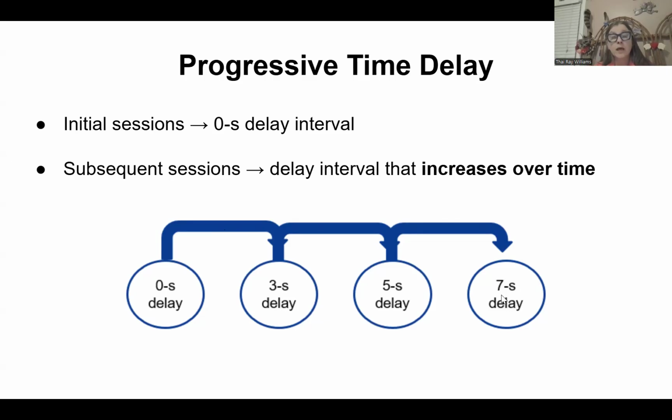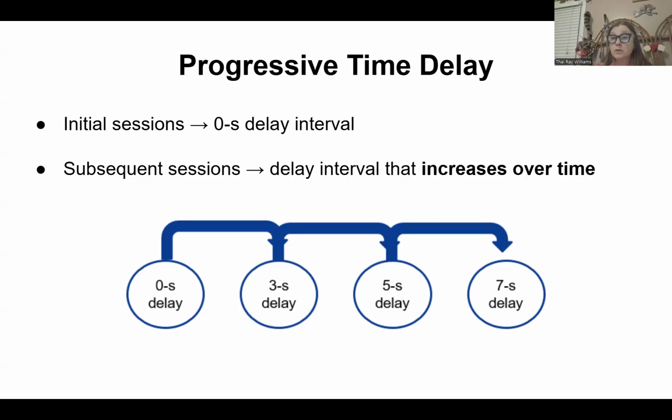And you might ask, how do I determine when I'm going to increase that delay interval, that response interval? Well, if a student becomes proficient at 3 seconds, we want to increase it to 5 seconds. If the student becomes proficient at 5 seconds, we want to increase it to 7 seconds. So that's one way you could do it. It could also be that you do each of those intervals for a predetermined amount of time. So I'm going to do 3 second delay and I'm going to do that for 5 sessions.